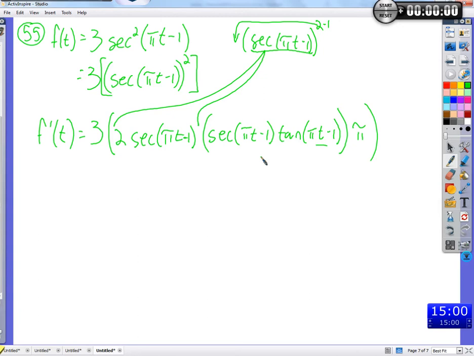So this secant is from taking the derivative of a power function, bringing down the 2, multiplying by the thing, raised to the first power. That's that. And then we multiply by the derivative of the inside. The inside is secant. The derivative of secant is secant tangent. Then we take the derivative of the inside of that function, which is just pi.